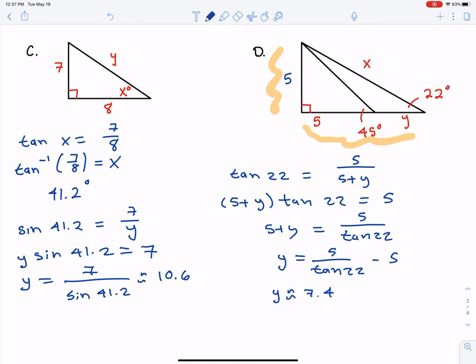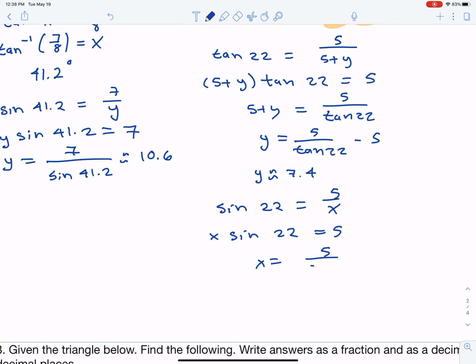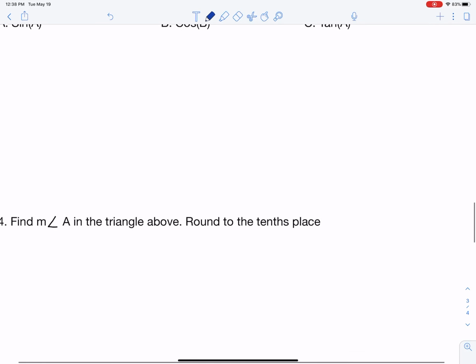So x is going to be pretty similar, right? Except in this case, I can use sine. So I can say the sine of 22 equals 5 over x. So that one's easier. So x times sine of 22 equals 5. Divide both sides by sine of 22, and I get x equals 5 over sine of 22. And that is 5 divided by sine of 22, x is approximately equal to 13.34.